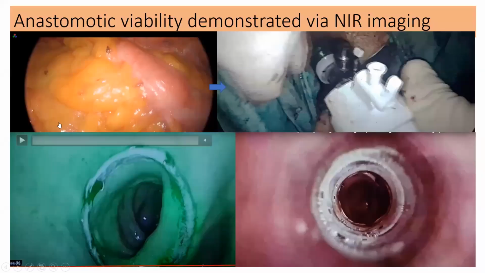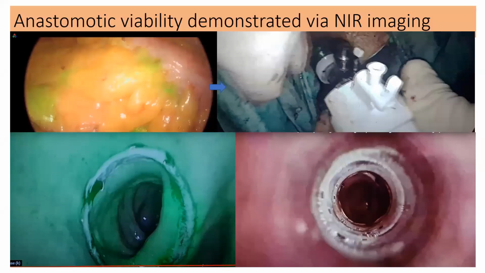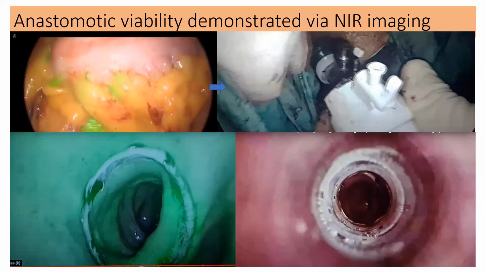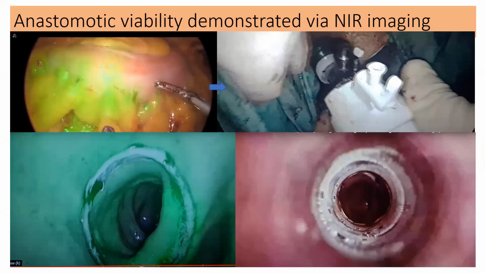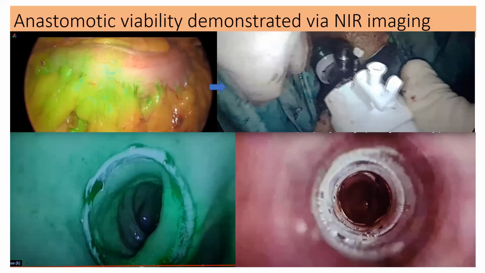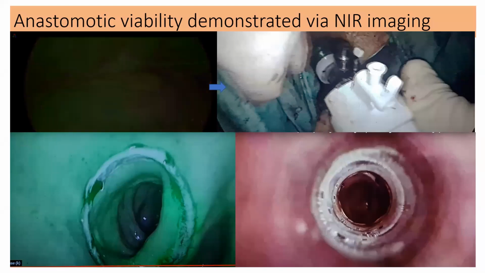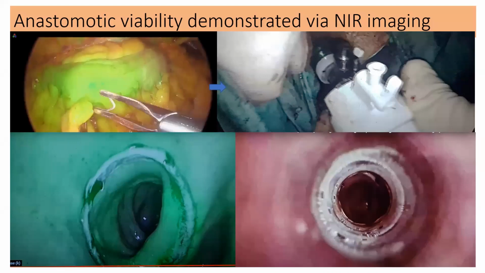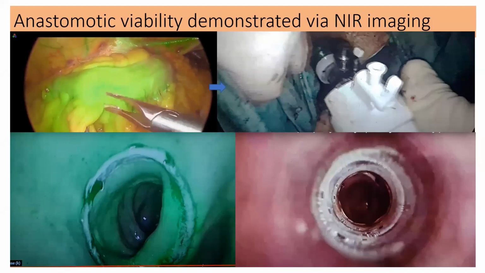This is a video giving you the idea. This was a left hemicolectomy. Now we want to see where exactly to resect the bowel. We have given ICG dye, and we will see where exactly the dye is disappearing and which area is perfused. So this is the contrast mode. We can see definitely which area is perfused and which is not. We can mark it and do the resection there.